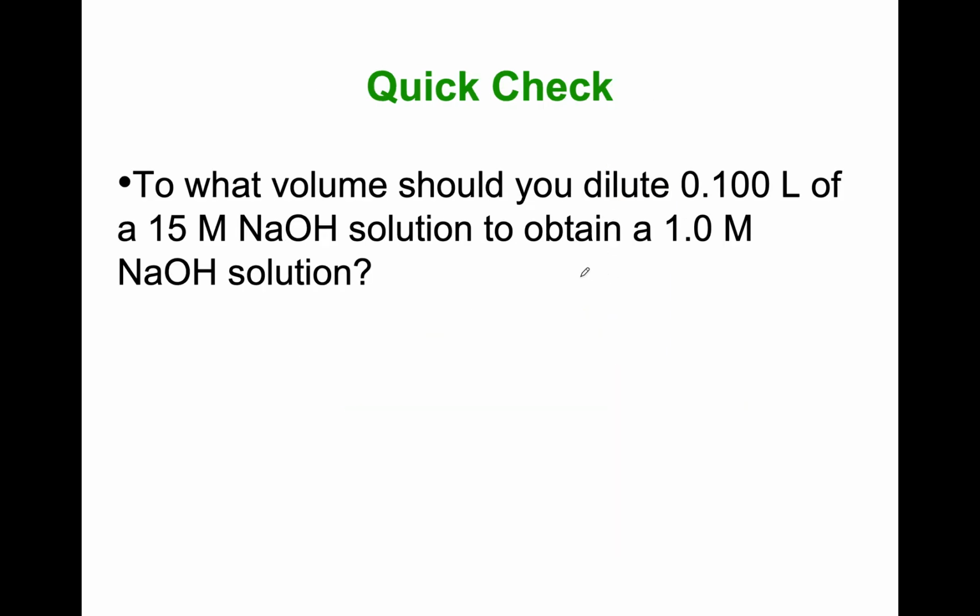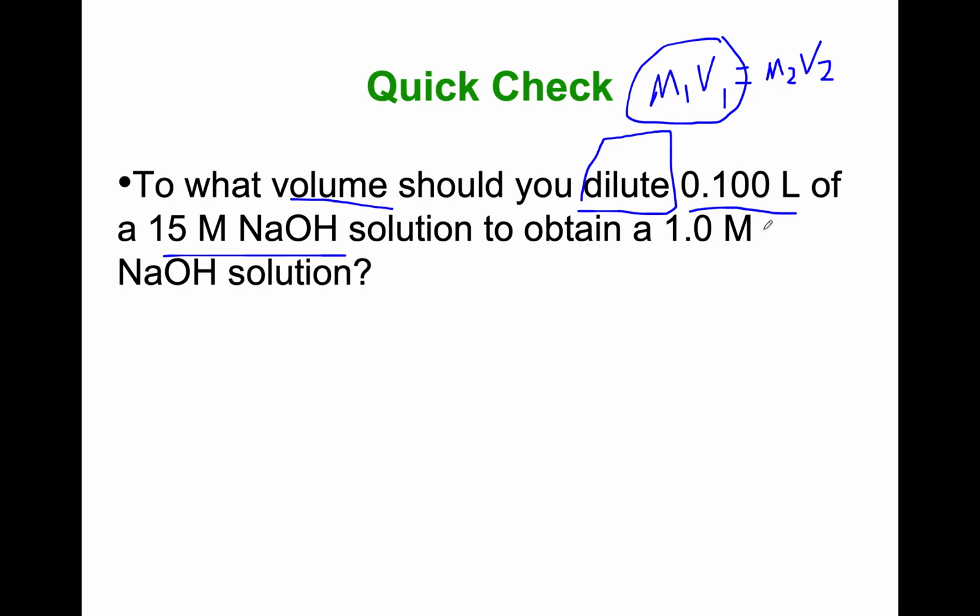Calculate the volume, and the key right away when you hear dilution, red flag, that's M1V1 equals M2V2. That's what we think of when we think of dilution. So now we just got to keep track of where's everything at. This is 0.100 liters of 15 molar. So that's one side. And it's asking how much volume to get to the molarity. So we're solving for volume 2.